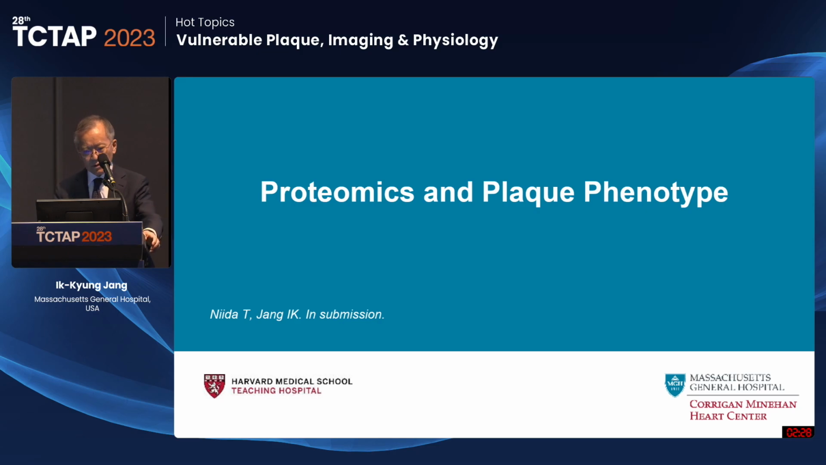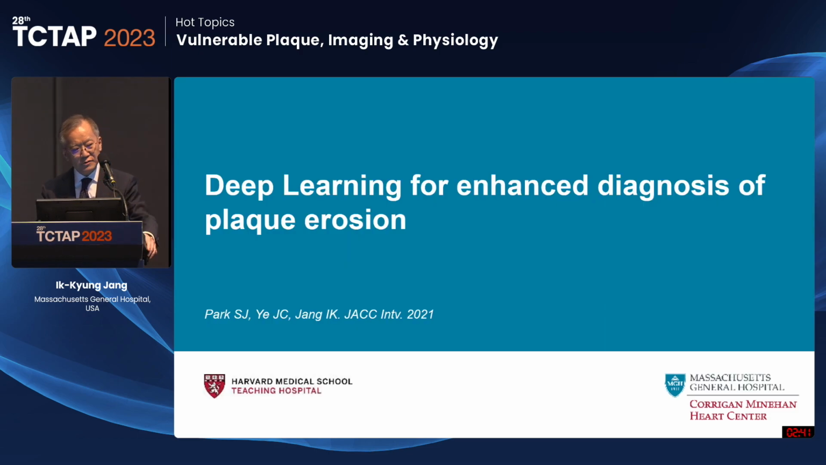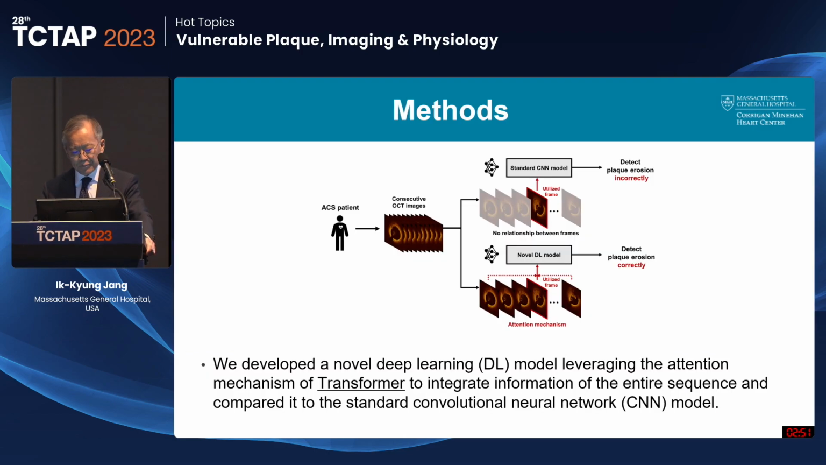Now, proteomics, not yet published, but we have identified certain proteins associated with high-risk plaque phenotype. I cannot disclose all the results, but clearly there was association. And finally, even for people trained and familiar with OCT interpretation, plaque erosion is not that simple. So we have devised a new algorithm.